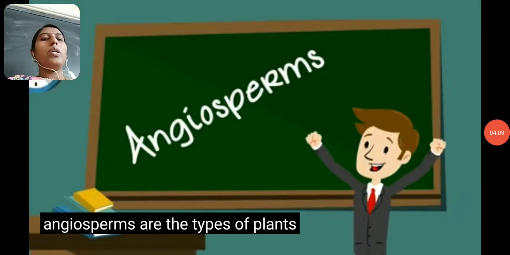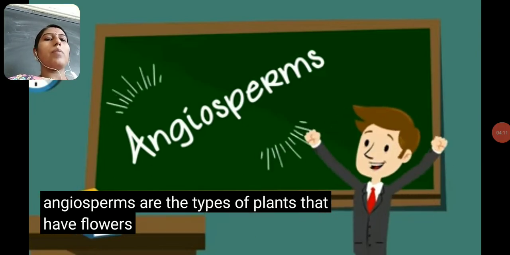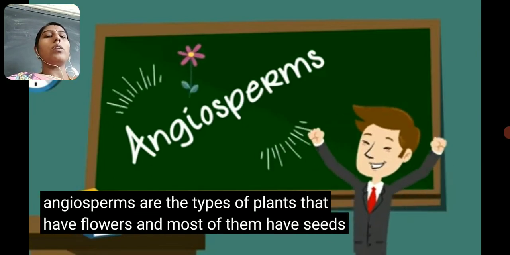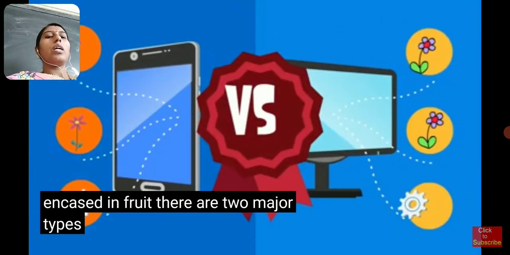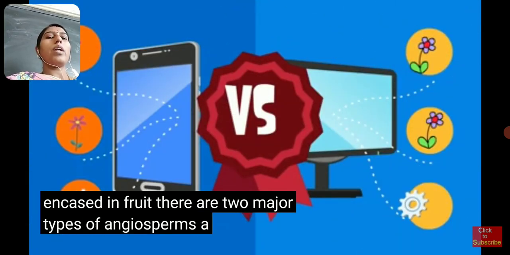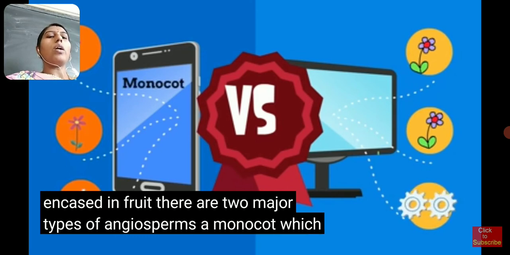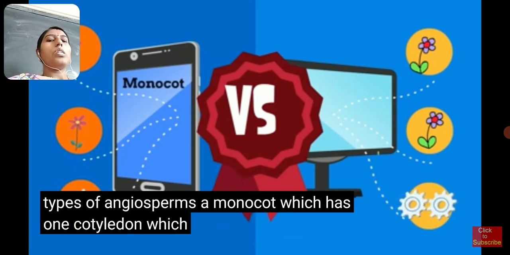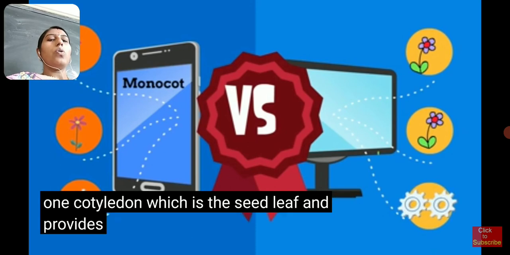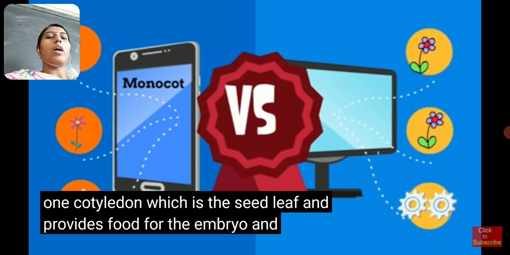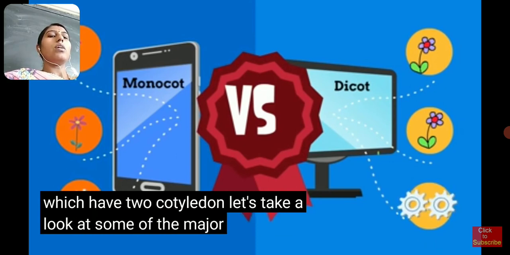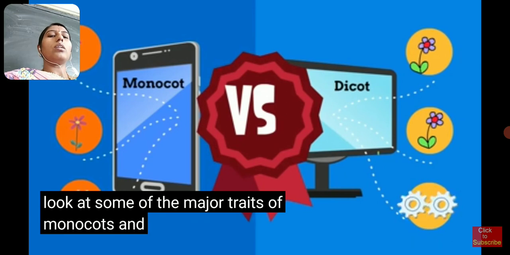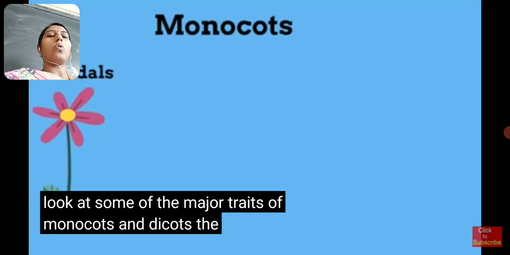So this video is about angiosperms, which are types of plants that have flowers. Most of them have seeds encased in fruits. There are two major types of angiosperms, that is monocot and dicot. Monocots have only one cotyledon, which is the seed leaf and provides food for the embryo. Dicot means having two cotyledons.